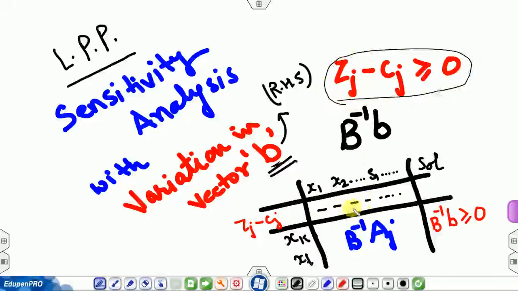Here is the row of the Zj minus Cj. Here is the total number of the variables. This is the basic variables. These are the columns which are computed with the help of the B inverse Aj, and this is the condition for the feasibility, that is B inverse B. Capital B is called the basic matrix B.